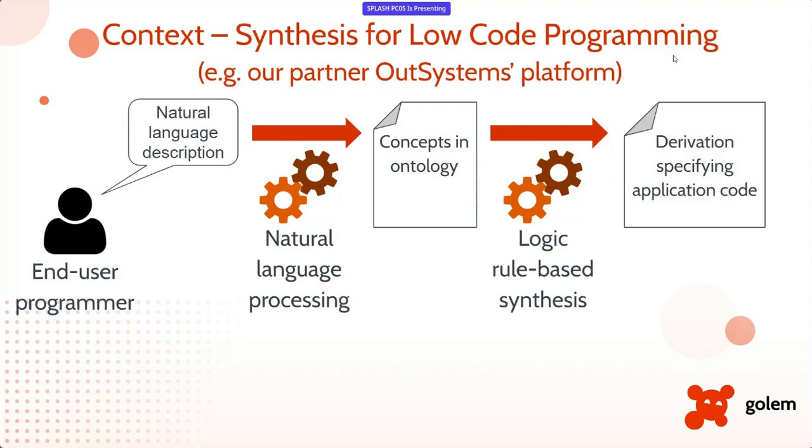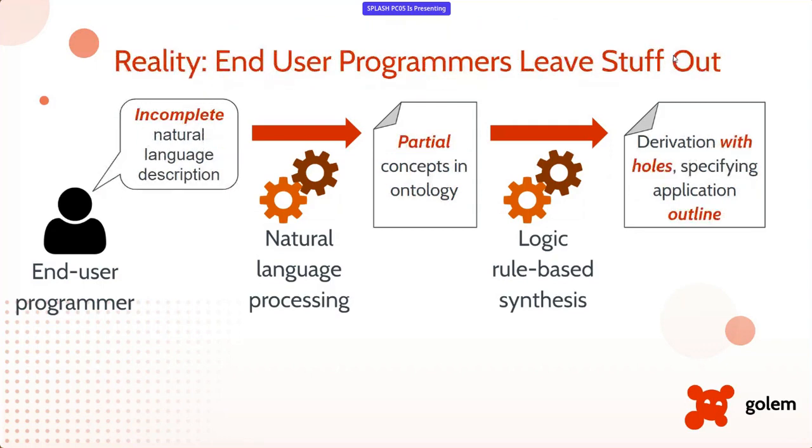So this is the vision, but there's a challenge here, right? Which is that in reality, end user programmers leave things out. So the description of the program that the user wants to synthesize is incomplete in many cases. The end user programmer may not know what they need to specify. And so when we apply natural language processing, what we get is essentially a partial set of concepts, right? We get some facts that are useful for synthesis, but we don't necessarily get everything we need.